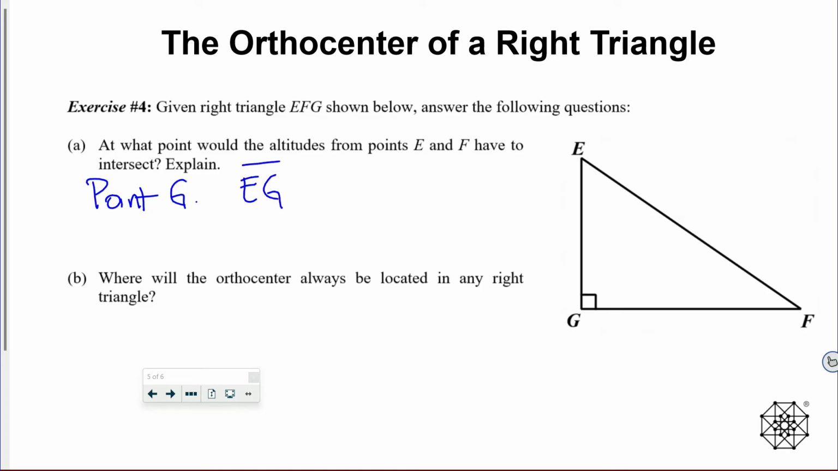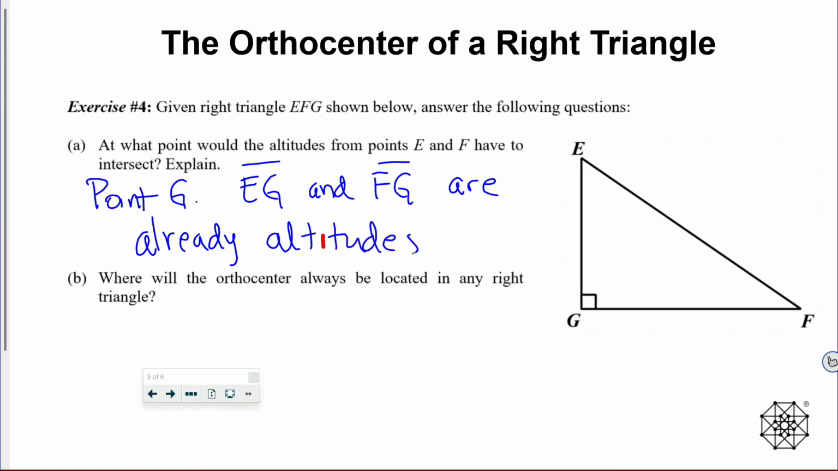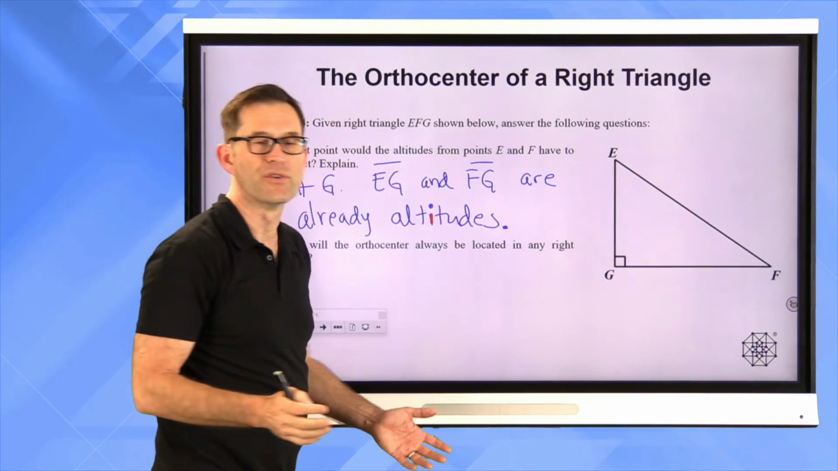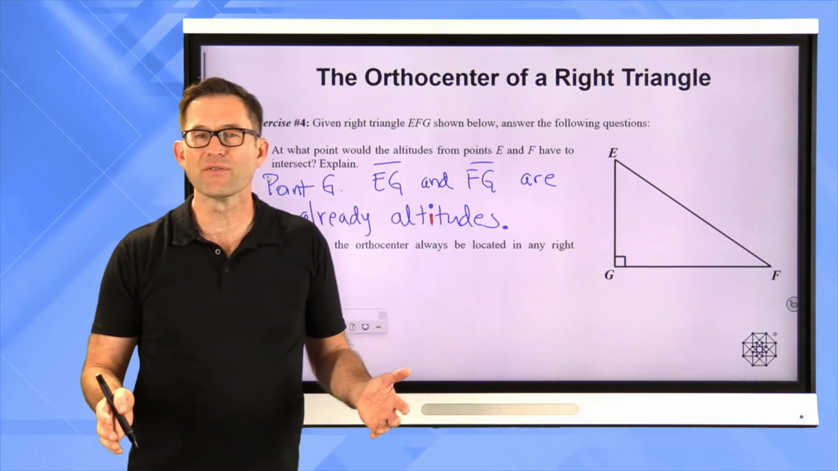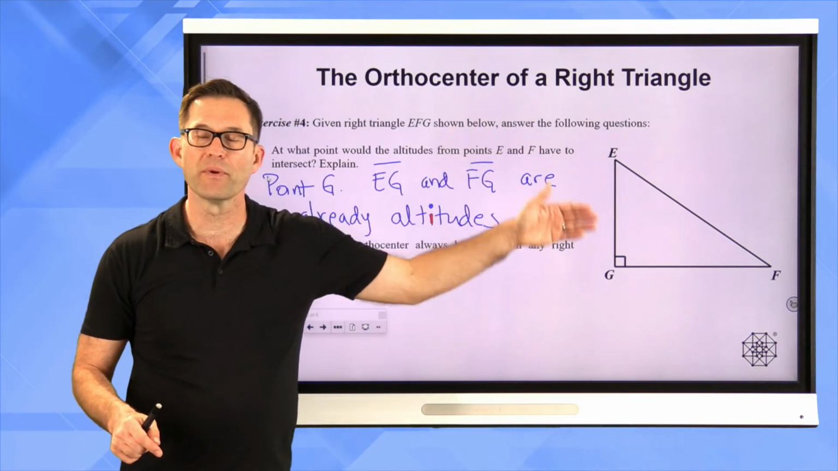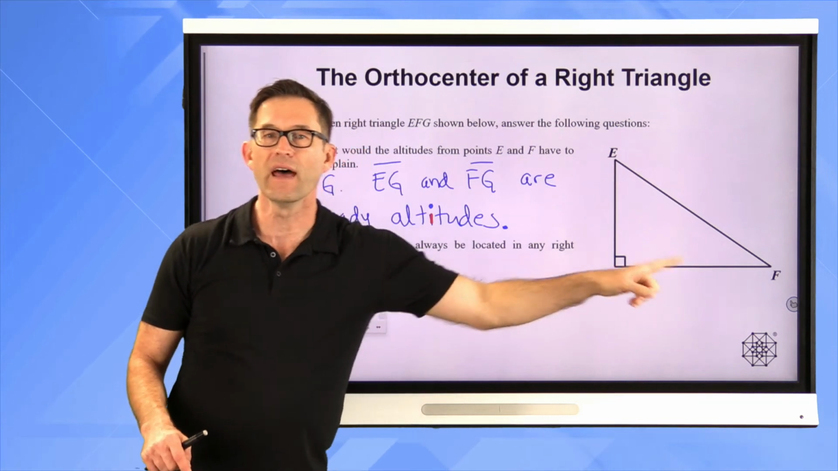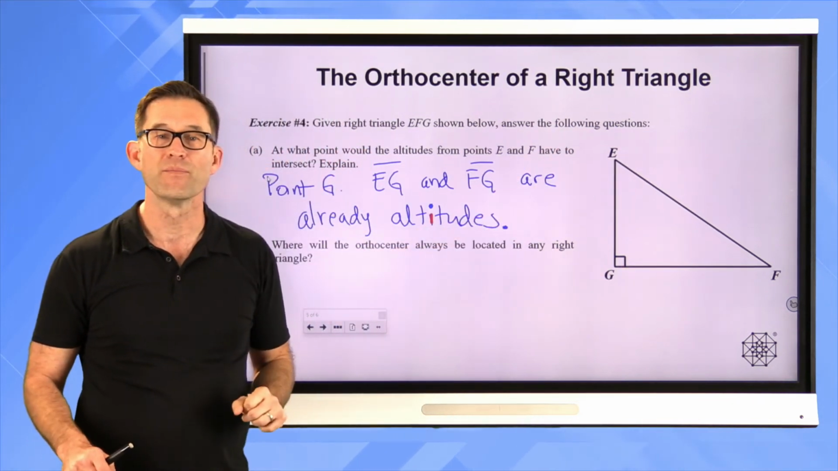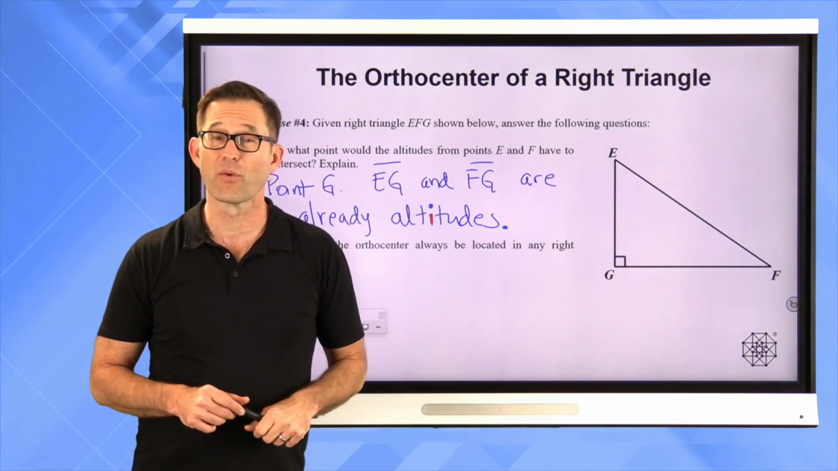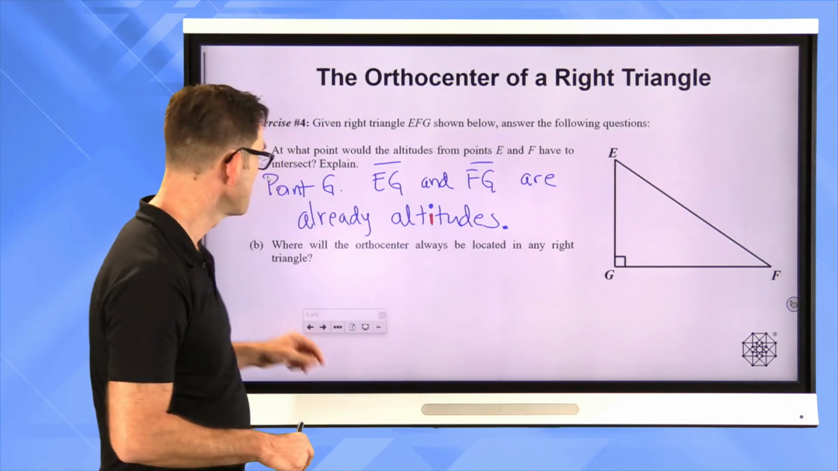EG and FG are already altitudes. Right, they're already altitudes. Because the altitude is simply a line segment that is drawn perpendicular to the opposite side. Well, EG is certainly perpendicular to FG, and FG is certainly perpendicular to EG. So this actually makes the orthocenter of a right triangle exceptionally easy, right?